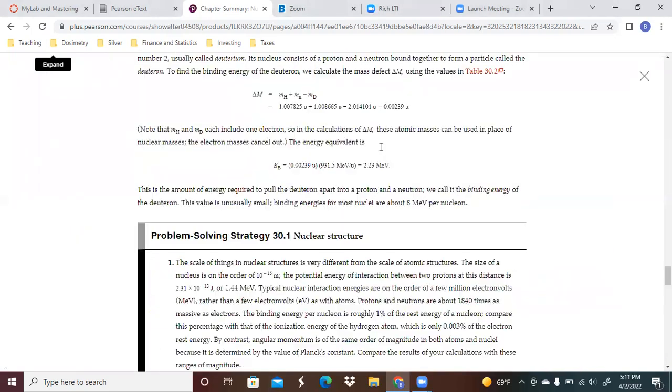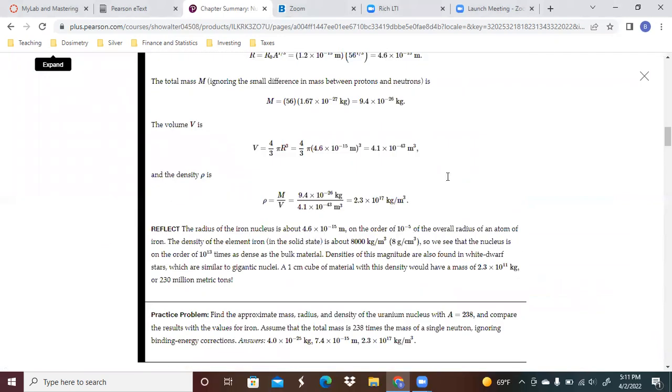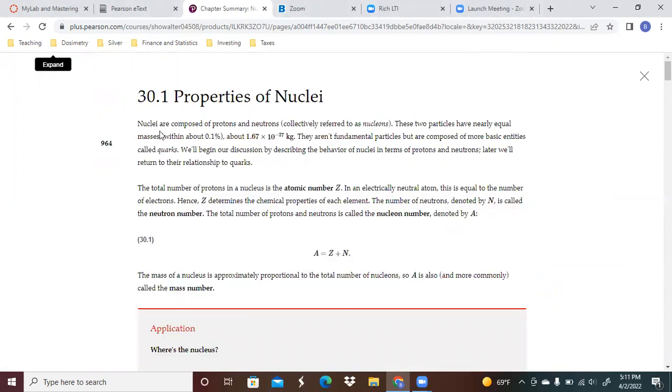So as you can see here, or at least as soon as I scroll up to the top, nuclei are going to be composed of protons and neutrons, and a proton or a neutron collectively is going to be referred to as a nucleon. These two particles have nearly equal masses. They're pretty close. It's not exactly equal, but you're looking there at 1.67 times 10 to the minus 27 kilograms, very small. They're not fundamental particles, but they're composed of more basic entities called quarks.